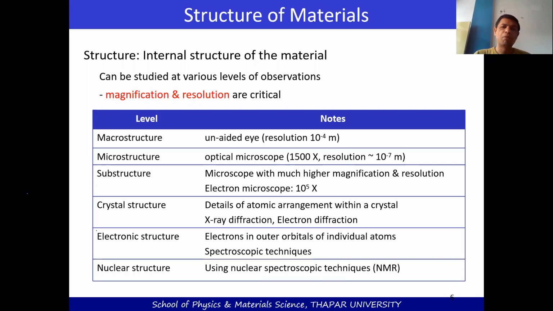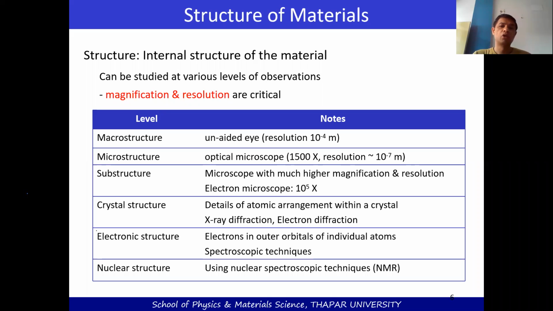How magnified is your material at this stage? It is roughly 1500x, meaning you are zooming up to 1500 times. The next level is the substructure, where you are zooming into the material higher and higher.